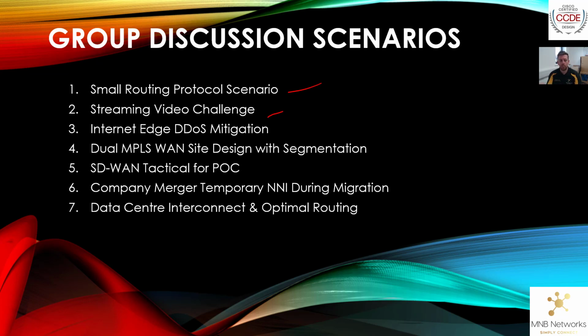the multicast VPN. We've got internet edge with DDoS mitigation, dual MPLS at a site, SD-WAN proof of concept, a merger and acquisition scenario on how do you integrate two very large companies together based on tactical and strategic solutions, and then we also have data center interconnect scenarios.